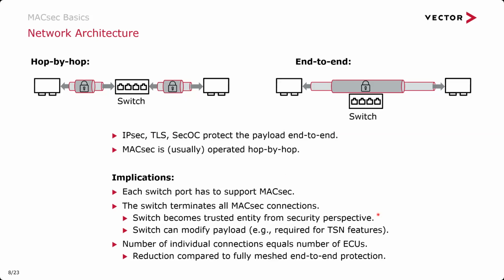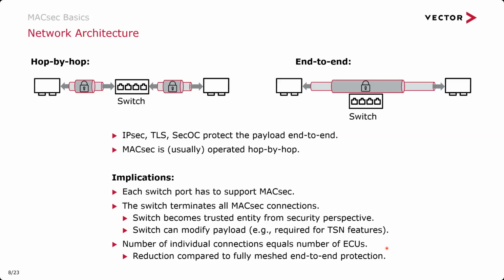Then the next thing is that from a security perspective, the switch becomes a trusted entity. So if the switch is compromised, well, overall the system is compromised. So the switch becomes this, let's say, single point of failure for security. But on the other hand, it's also an advantage because the switch can modify the data, and for certain features, for example, for adding the queuing times in TSN, in time synchronization features, it's just needed that the switch can modify the data.